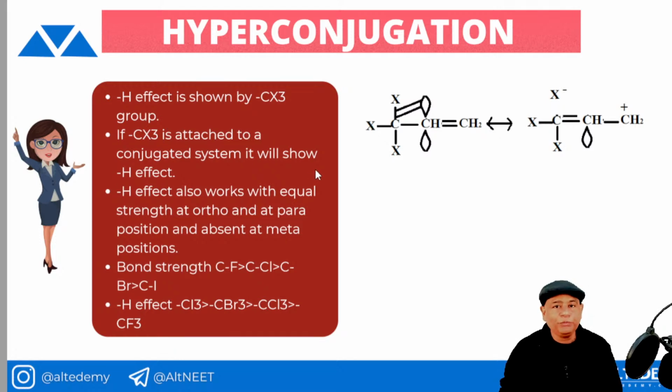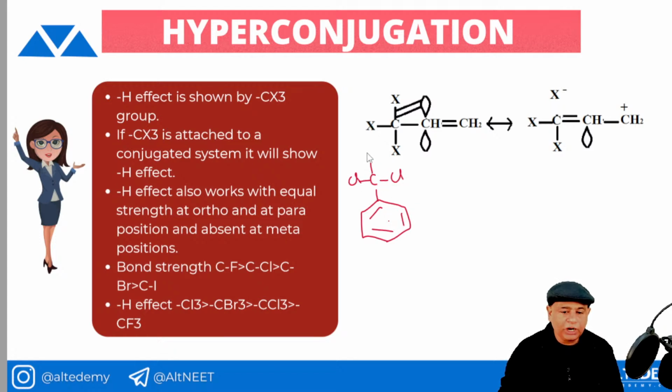Now here, instead of pushing, it will be pulling. And you should bear in mind, suppose with a benzene ring you put, let us say, CCl3, and you are asked whether it will be ortho para director or meta director. Then obviously you should say it will be meta director. Why? Because it will be an electron withdrawing group, because of minus H effect.